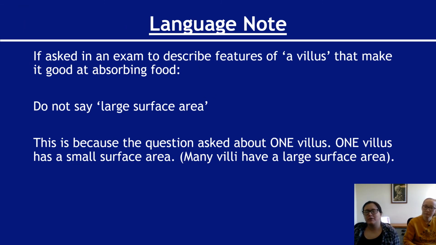Okay, just a language note. If you're asked in an exam to describe, say, the features of a villus, checking language, says describe how a villus is good at absorbing food, do not say large surface area, because one villus does not have a big surface area. It's got a tiny surface area. The reason why you'd maybe say large surface area is if the question says describe the features of the small intestine that make it good at absorbing food: it's got many villi which make a large surface area. Okay, that's how we get the large surface area included in our language.